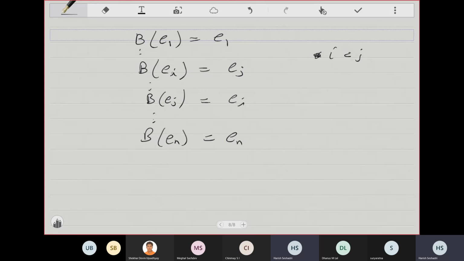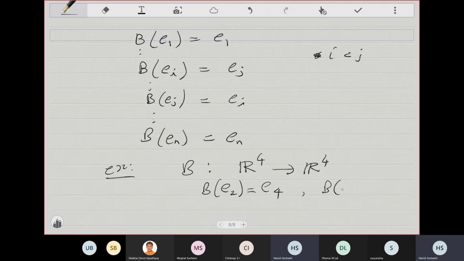Okay, so here's an example. B from R4 to R4. B of E2 equals E4. B of E4 equals E2. And the others remain wherever they are. B of E1 equals E1, B of E3 equals E3.